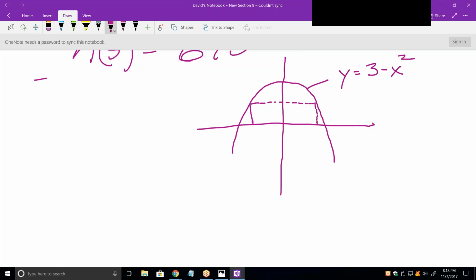Notice I could draw the rectangle like that, or I could draw it like that. Which one's the bigger area? Or I could draw it like this. In other words, there's all kinds of ways to draw that rectangle. So the question is, what are the dimensions of the rectangle in order to maximize it?